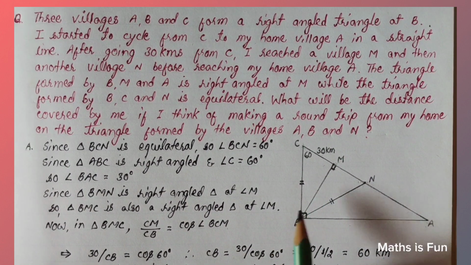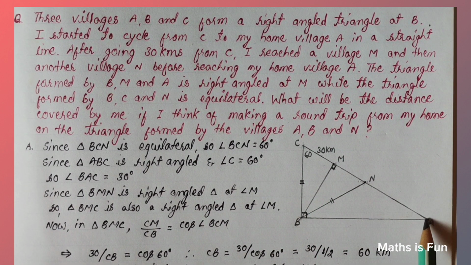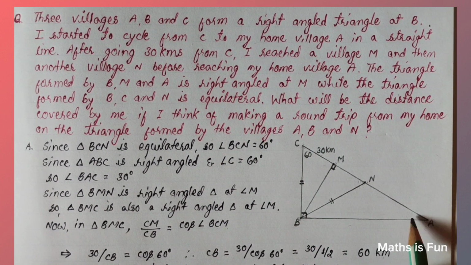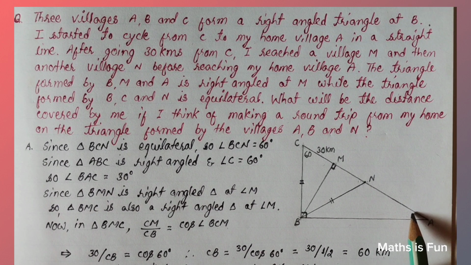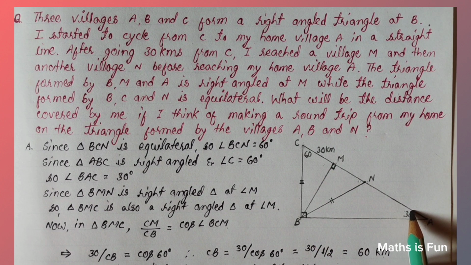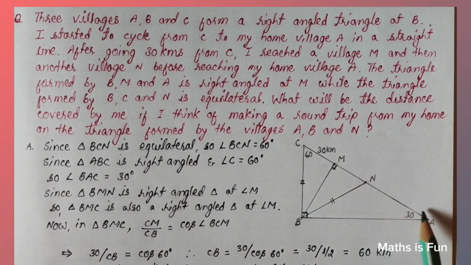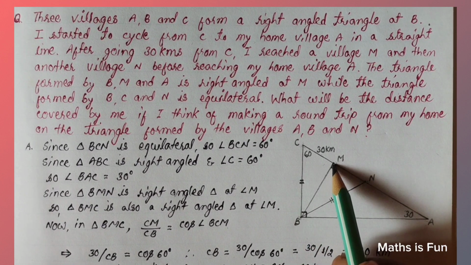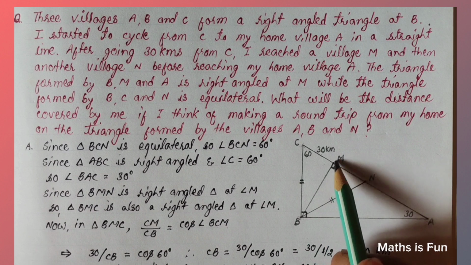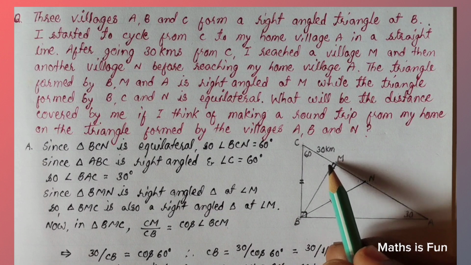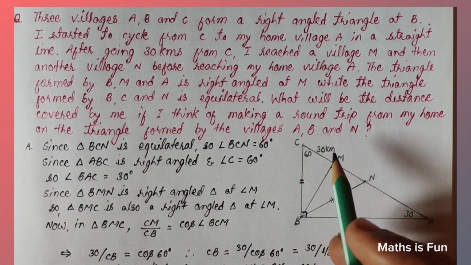Now you can bring your attention to the right angle triangle ABC. In this right angle triangle, if this angle is 60, then this has to be 30. This is because in a right angle triangle, the angles other than the 90 degree are complementary. Now it is given that the triangle BMA is a right angle triangle at M. So if angle BMA is a right angle, angle BMC is also a right angle, because CA is a straight line.